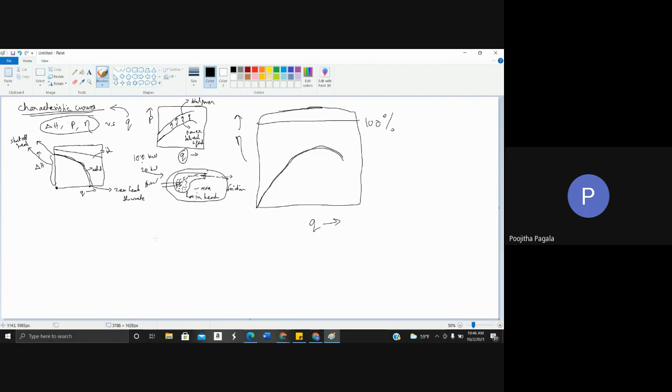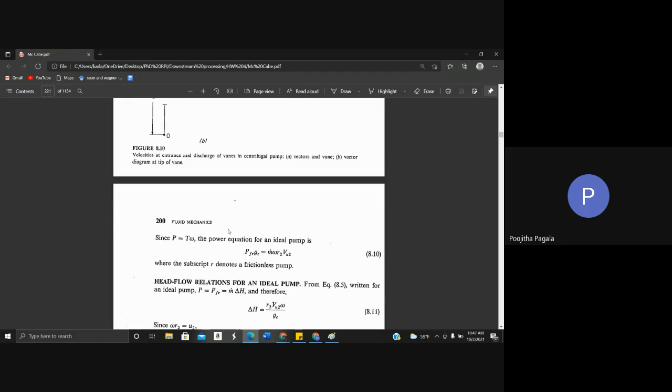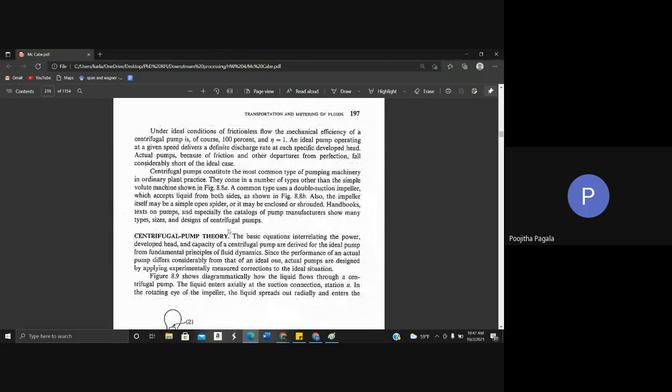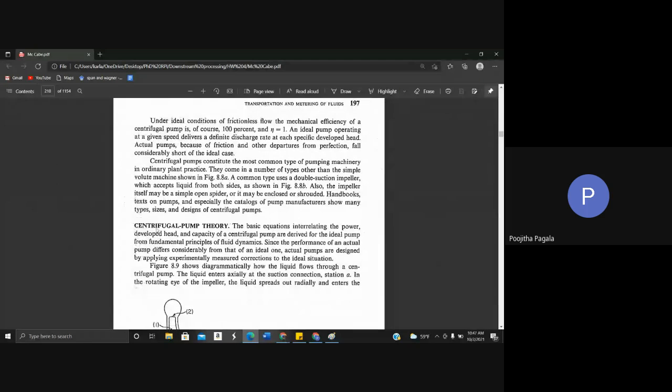Now let us look. So any questions so far on centrifugal pumps? Okay, actually I'll show you the McCabe and Smith, where they developed the equations. So yes, this is the theory of centrifugal pump.